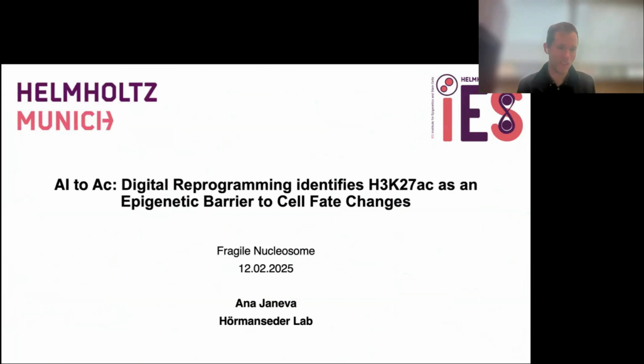And it's my great honor to introduce our first speaker, Anna Janeva. Anna did her undergraduate studies in biochemistry at the University of Heidelberg, with a master's thesis at EMBL Genome Biology Unit in the Noh Lab, focusing on H3.3 mutants in neuronal differentiation. She's currently a senior PhD student at the Helmholtz Munich Institutes of Epigenetics and Stem Cells in the lab of Dr. Eva Hörmanseder. And I'm really excited to hear her talk today on AI to AC, digital reprogramming decodes H3K27 acetyl as a novel barrier to cell fate changes. So Anna, over to you.